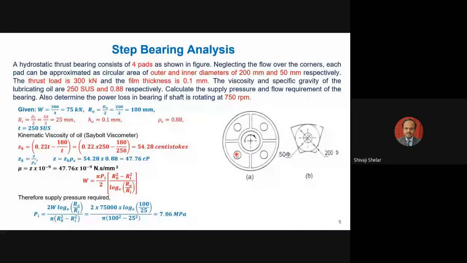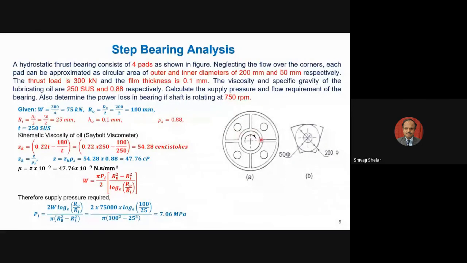In another pad, the circular hole is here, through which the pressurized lubricant will come. In the third pad and fourth pad, there is also a circular hole through which pressurized liquid comes. This pad is not a circular pad, but it is asked that, neglecting the flow over these corners, each pad can be approximated as a circular area. So you have to assume that this is a circular pad.